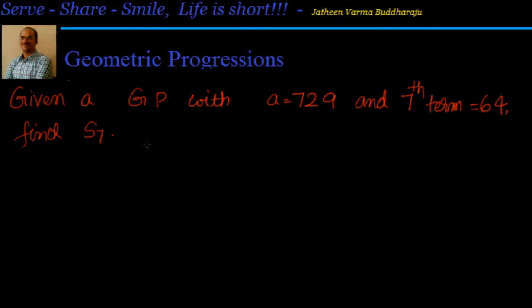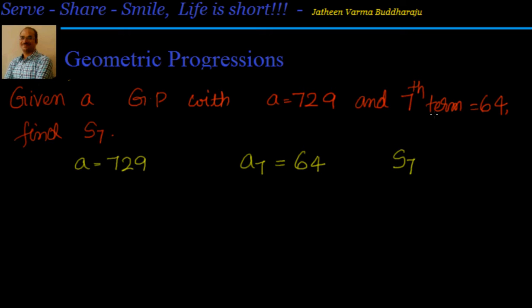Let us solve this example as part of geometric progressions. Given a geometric progression with a equal to 729 and seventh term equal to 64, find S7. So what we know? We know there is a geometric progression in which the first term is 729. So a is given as 729 and we know the seventh term is 64. That means a7 is equal to 64. We have to find out S7.